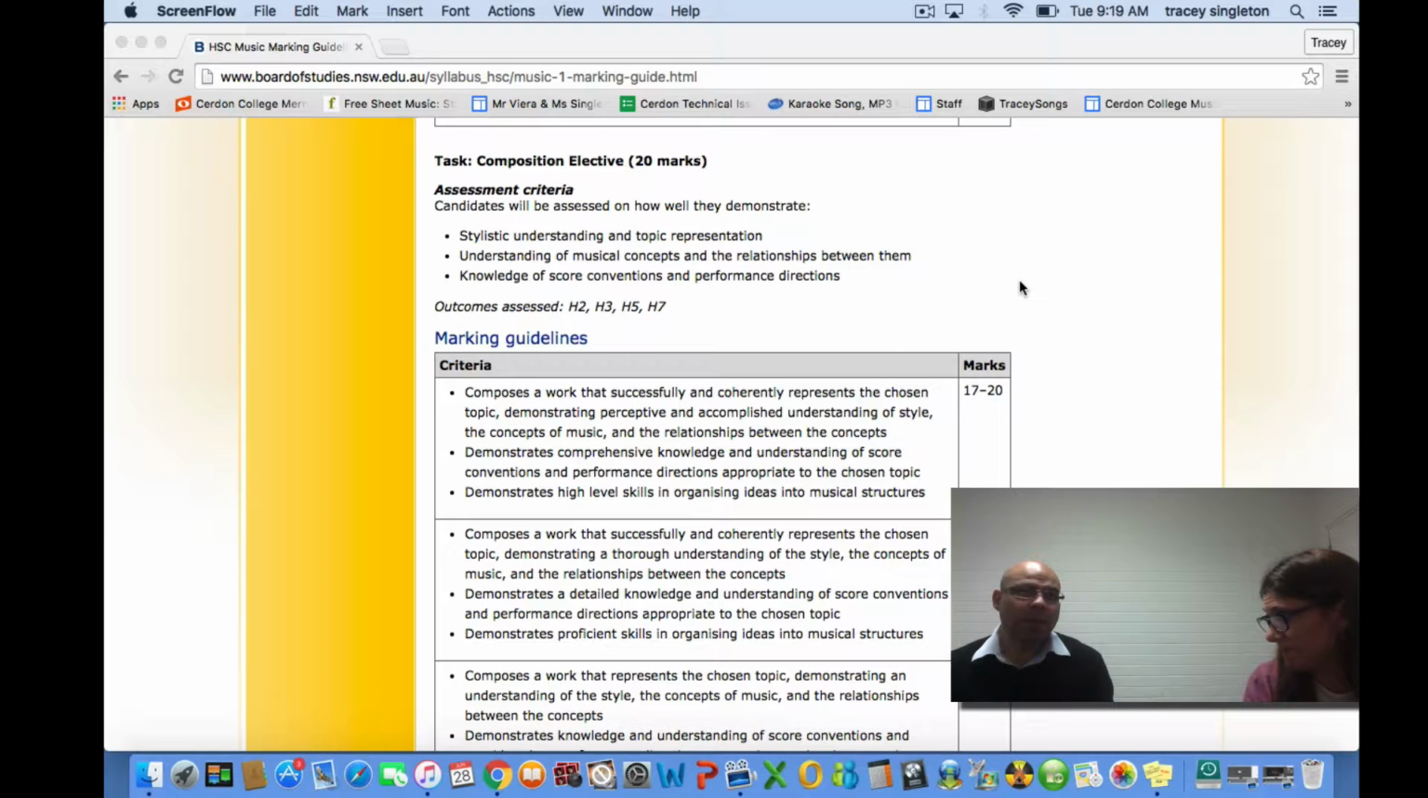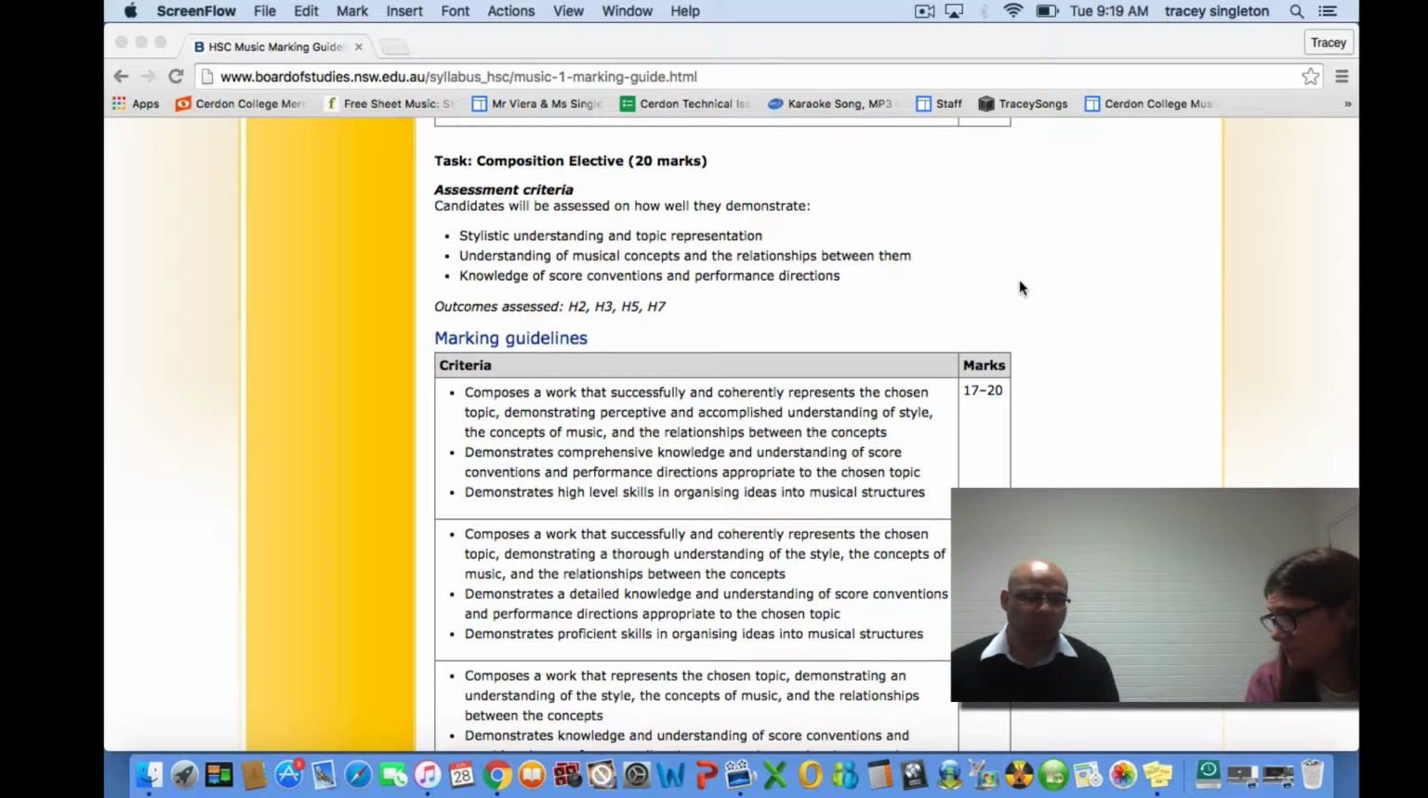It's not like they're ticking off, yes, you've used pitch and yes, you've used tone colour. It's more that holistically, have you covered all the concepts in a creative way where you've shown your skill level with incorporating that, at the same time as capturing the stylistic understanding. Depending on the style of music, there are some concepts that are more important than in others.